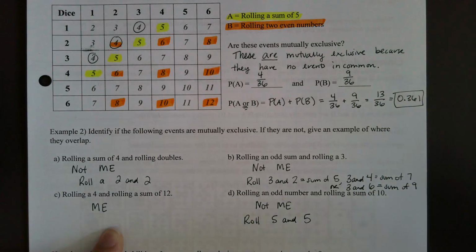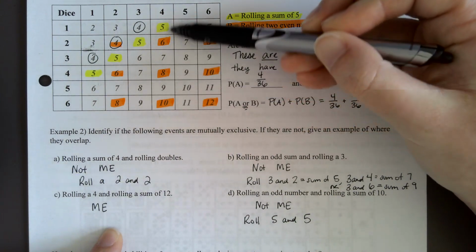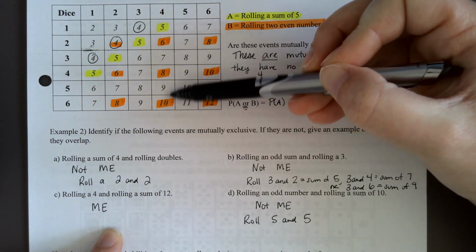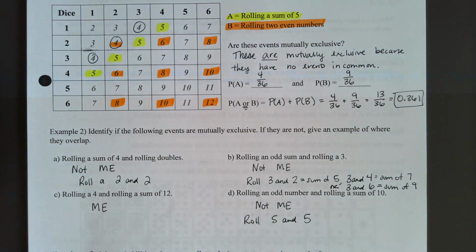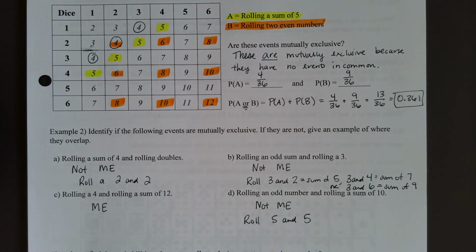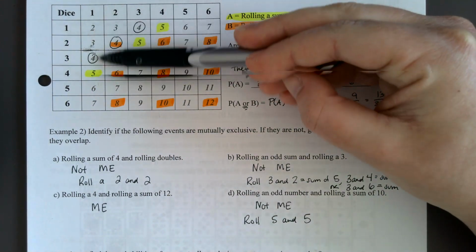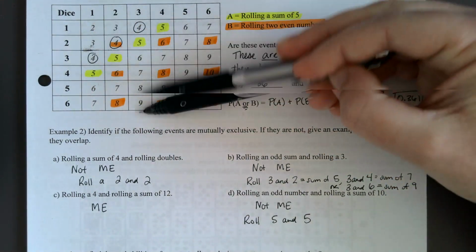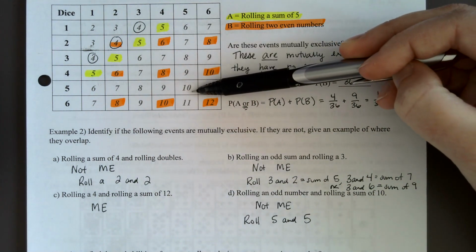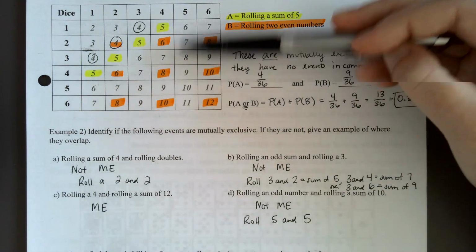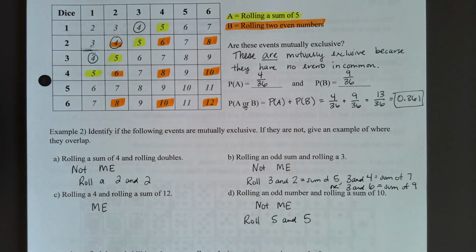Looking at C, rolling a 4 and having a sum of 12: no matter what you roll on the other die, whenever it's a 4, we're never going to have a sum of 12, therefore they are mutually exclusive. When we're rolling an odd number and rolling a sum of 10, looking at all of our odd numbers, we can go through and see if we can ever roll a sum of 10. So 1, 3, once you get to the 5, we have a sum of 10. So when we roll a 5 and a 5, we would have a sum of 10, and we have an odd number that we rolled. So those would be not mutually exclusive because we can roll a 5 and a 5.